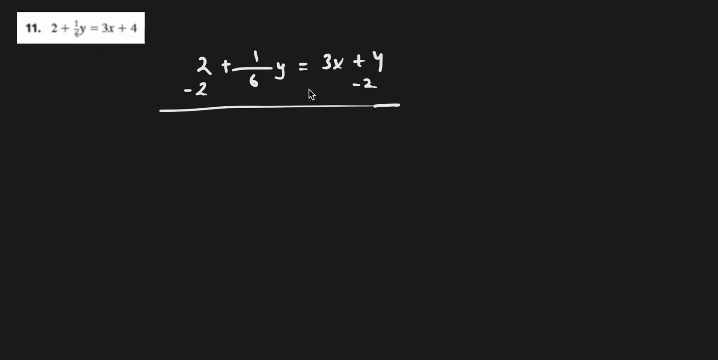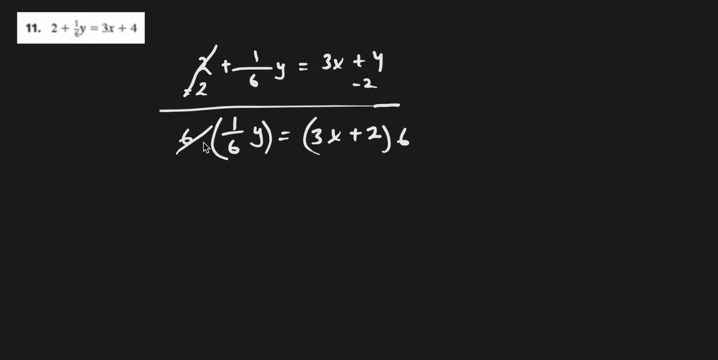And this is going to give us 1/6 y is equal to 3x plus 2. So 4 minus 2 is plus 2. We have then 1/6 y. Now let's get rid of this 1/6. We can multiply this whole thing by 6. This will cancel. y will be equal to 6, 12, 18x plus 6 and 12.